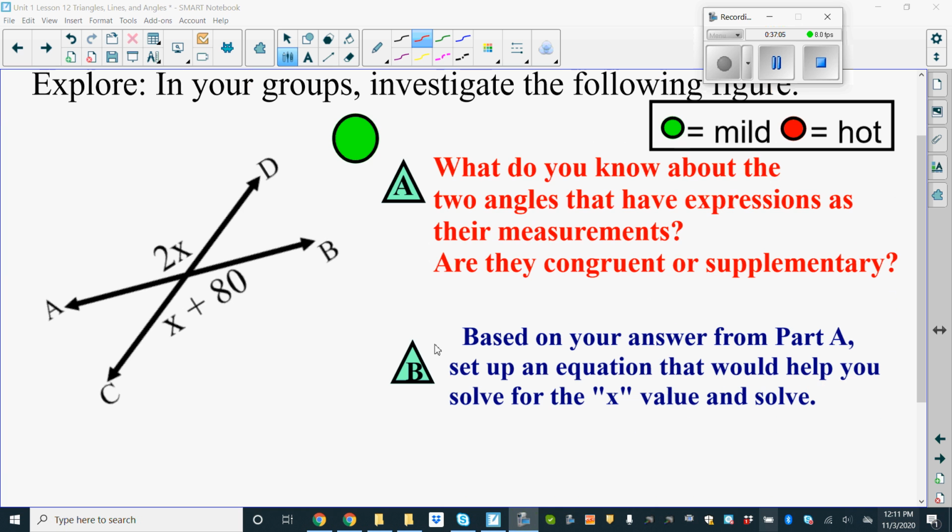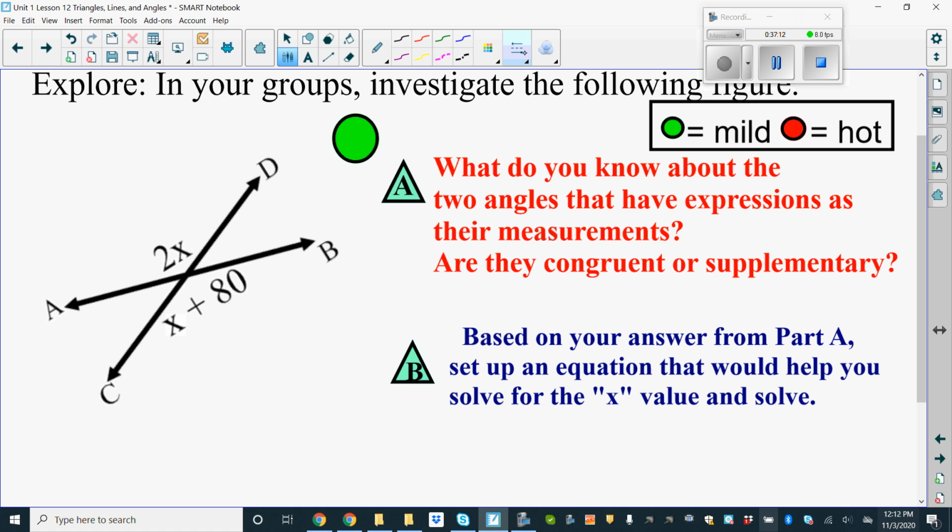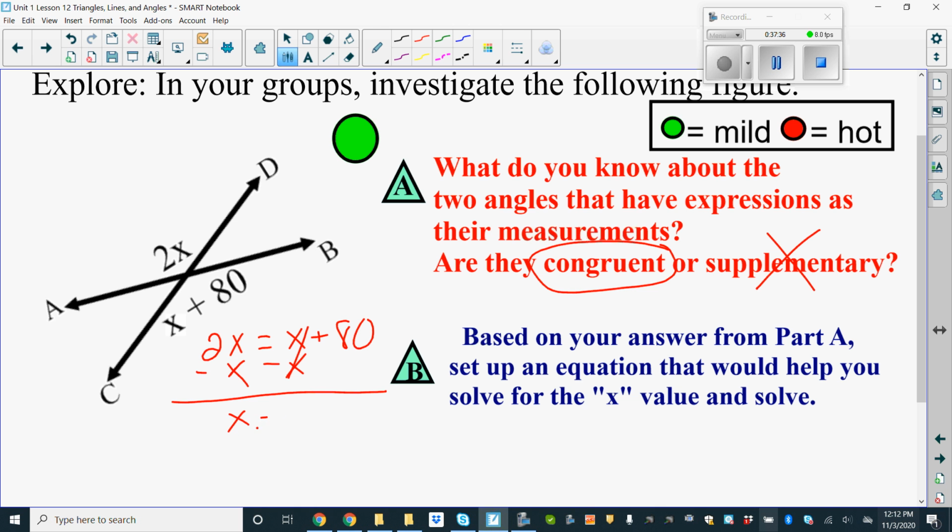Now we're back to two intersecting lines with a transversal. No transversal, just two intersecting lines. So here we have 2x and x plus 80. Are they congruent or are they supplementary? These are congruent since they are vertical angles, so we set them equal to each other because we know their angles will be equal. So 2x equals x plus 80. In one step, we just get the x's together by subtracting x on both sides, and we have x equals 80.